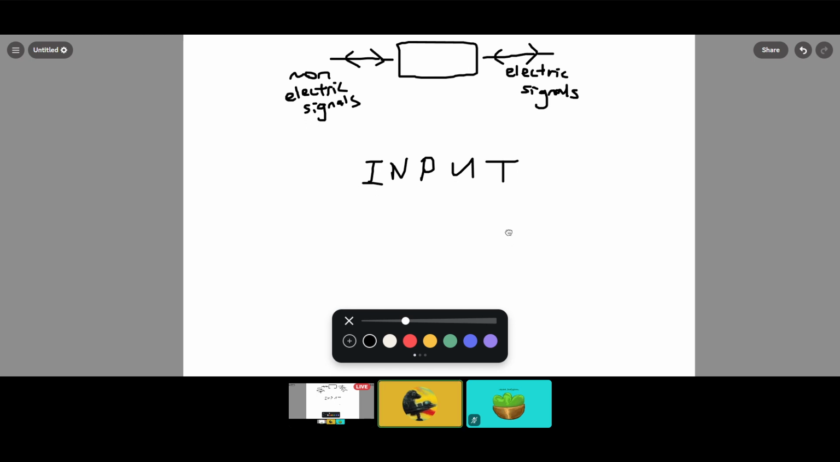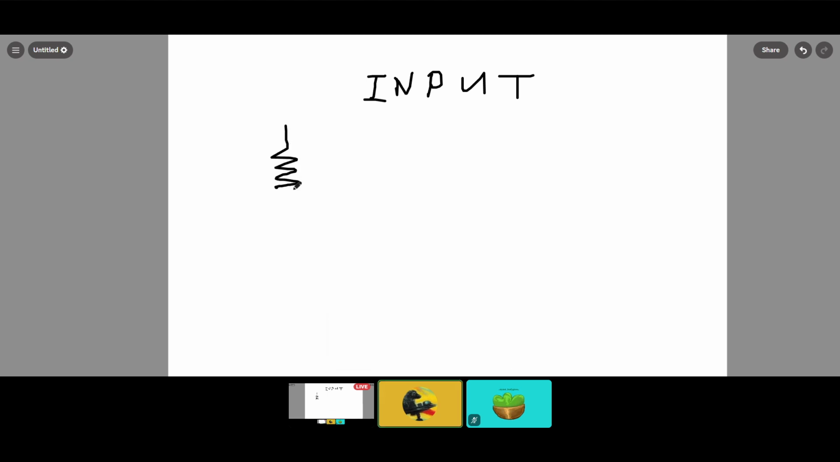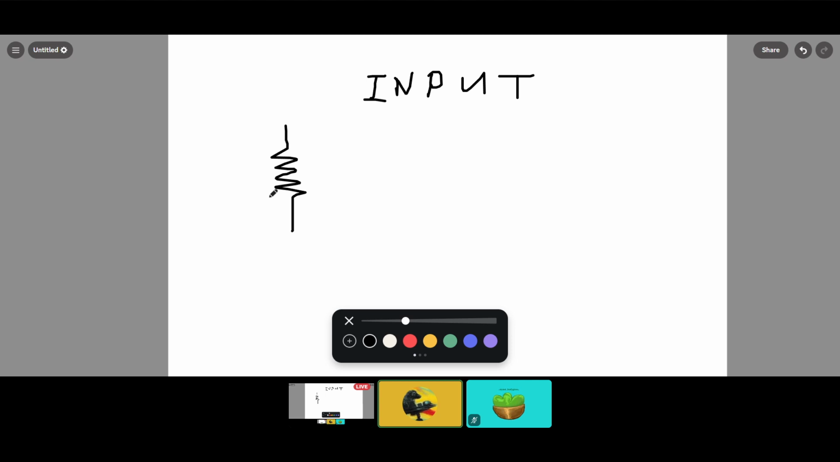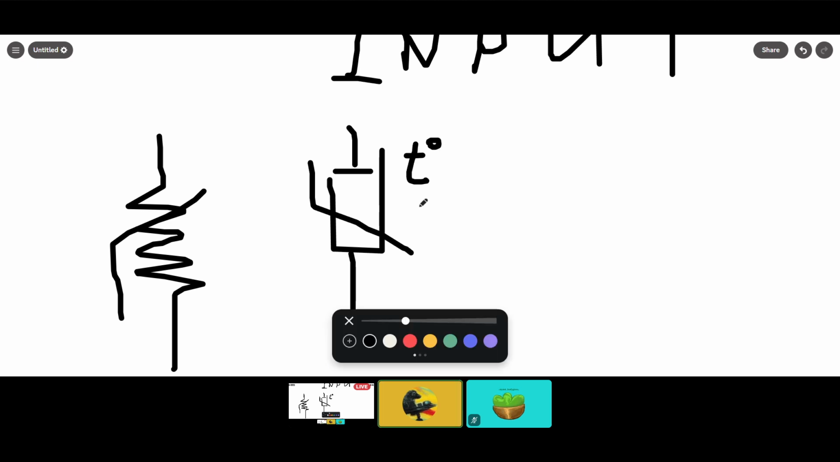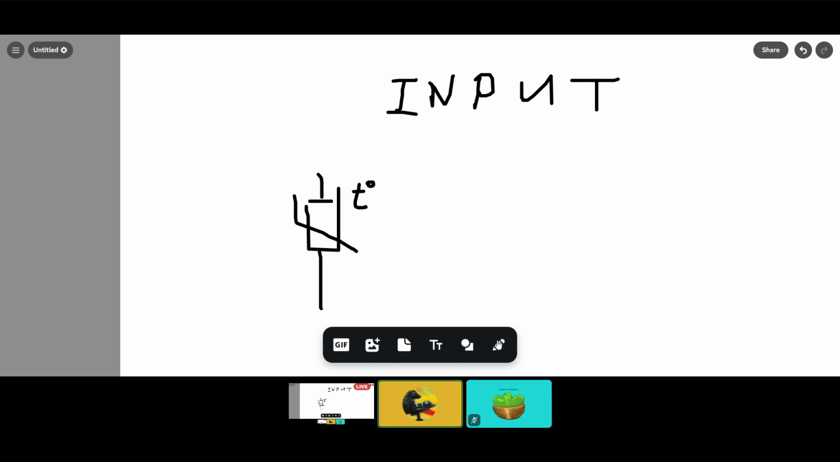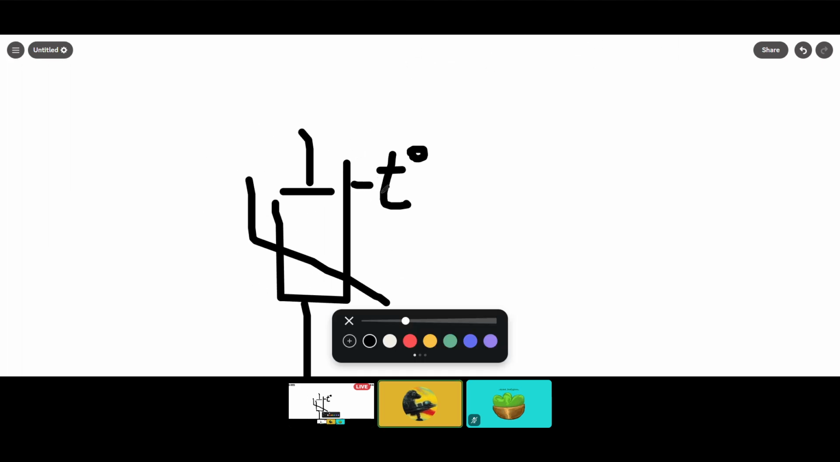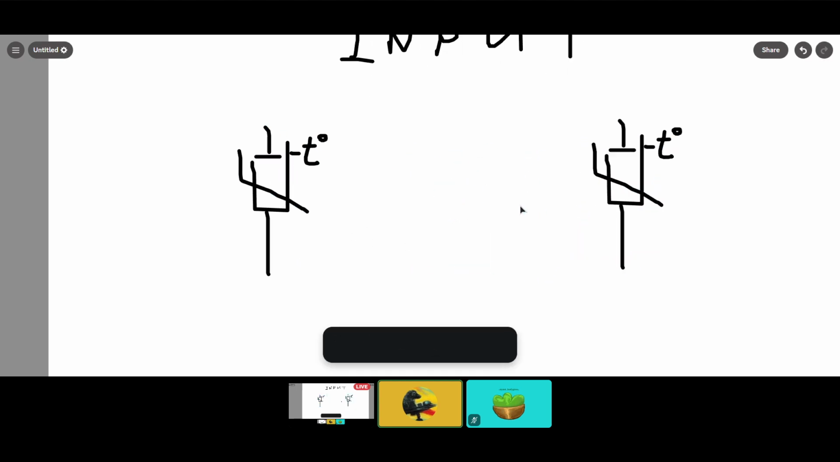So let's start with the thermistor. The thermistor takes in temperature and outputs electrical signals. The symbol for a thermistor looks like this. You will have this line here, and then there'll be a T and then a degree. But there are actually two types of thermistors. There is the NTC thermistor, which will be denoted by this minus, and there is the PTC thermistor.